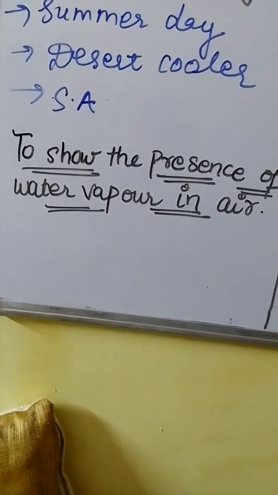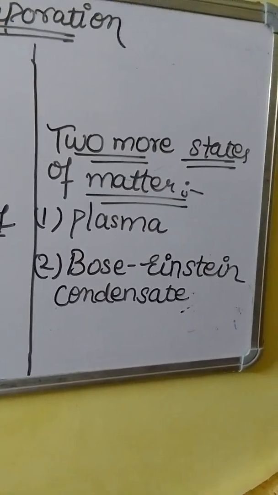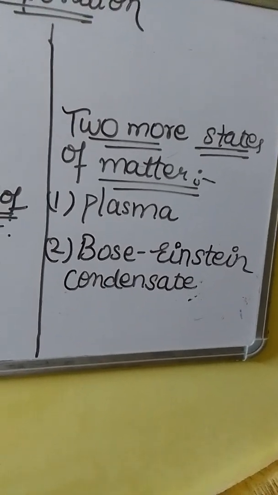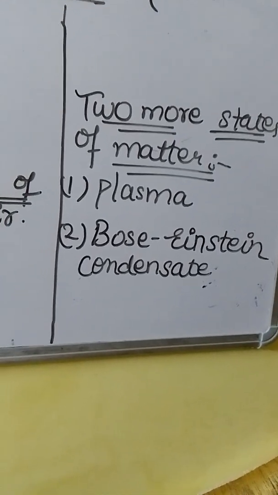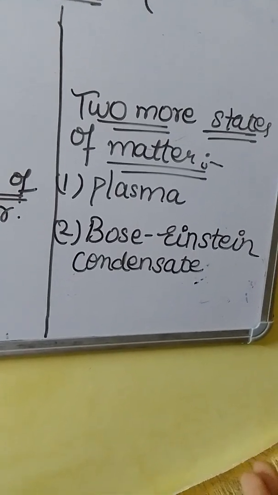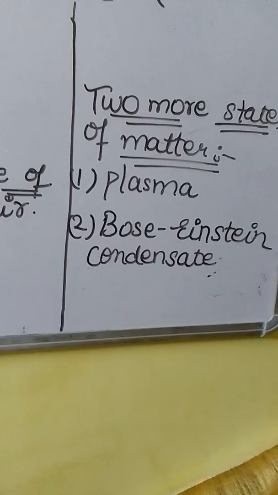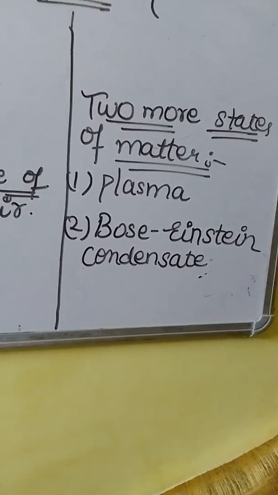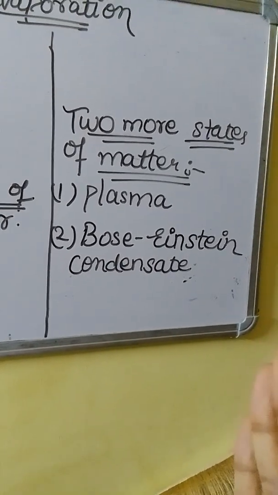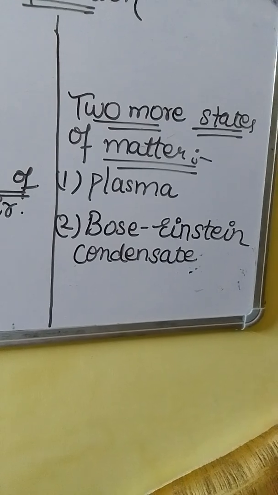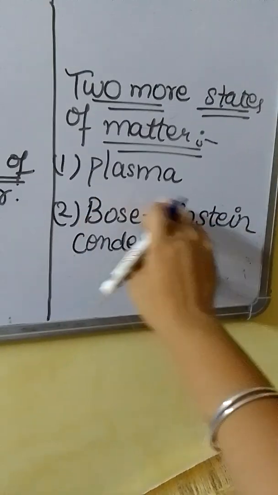So let's talk about a very strange topic, which is two more states of matter. I already told you there are only 3 states of matter. Now scientists discuss 2 more states of matter, and they said that there are 5 states of matter, and the rest of 2 are plasma and Bose-Einstein condensate.